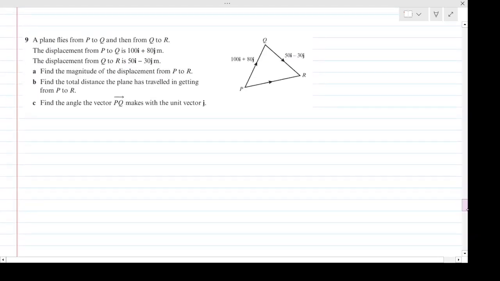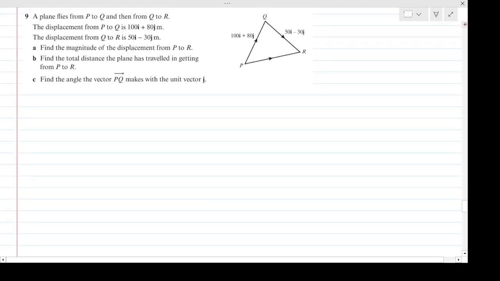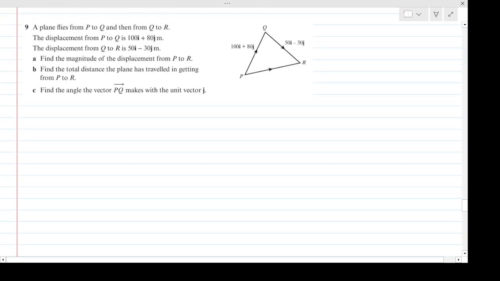Okay, we've got this final question here. We're told a plane flies from P to Q and then from Q to R. Again, we're given the two vectors, the two displacements from P to Q and then Q to R here. Then it says for part A, find the magnitude of the displacement from P to R. So the displacement, or the vector from P to R is here, right? But we're not given anything about P to R directly.